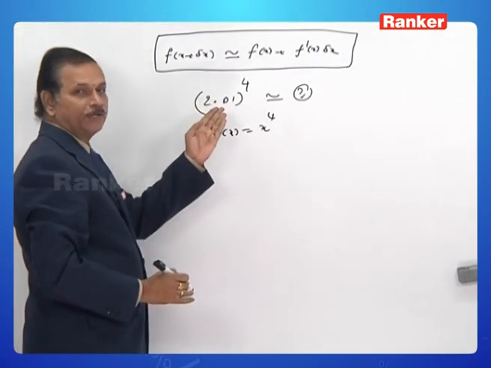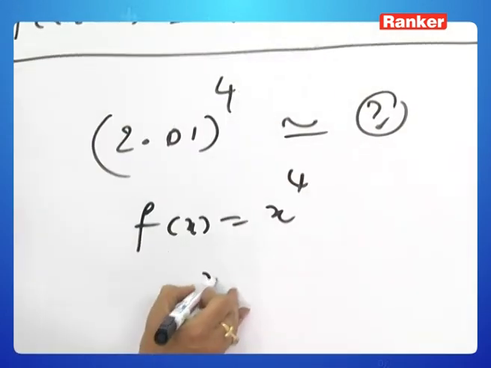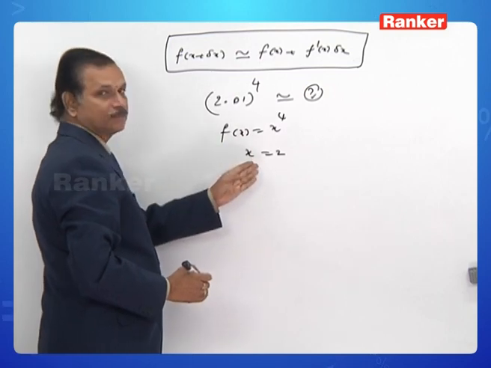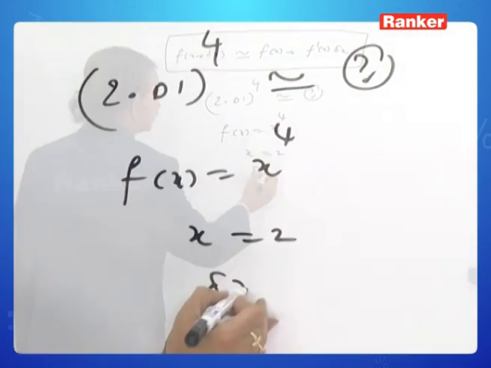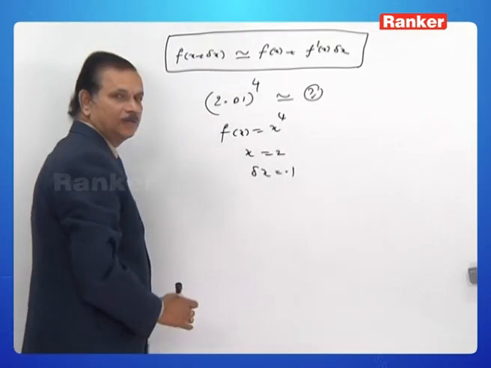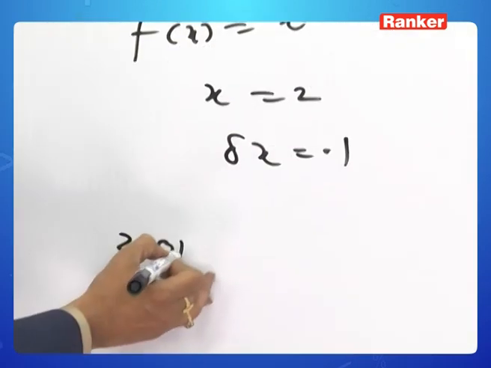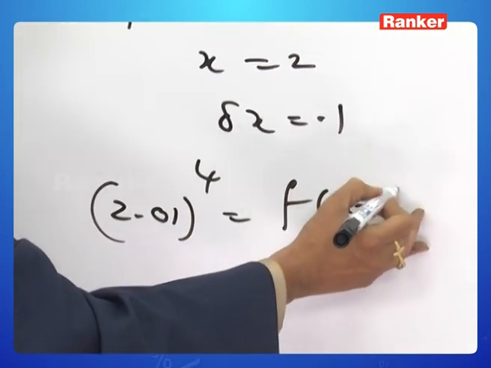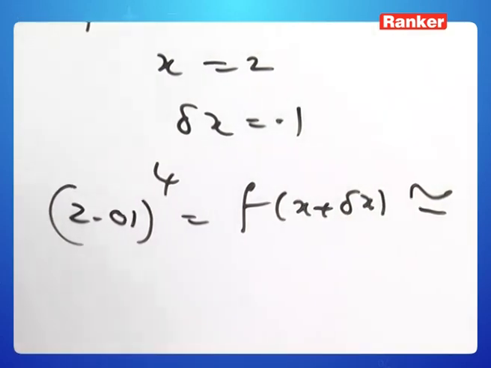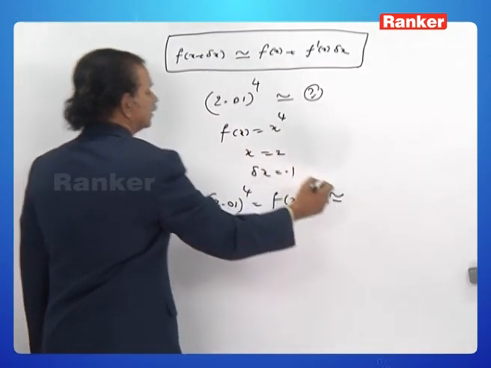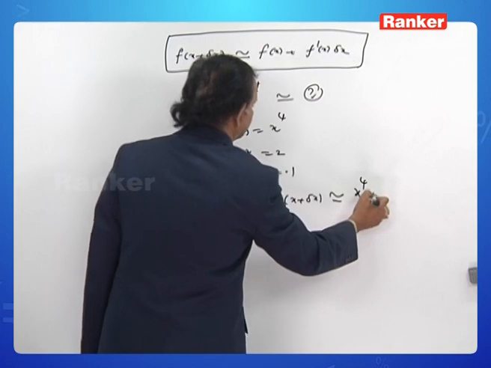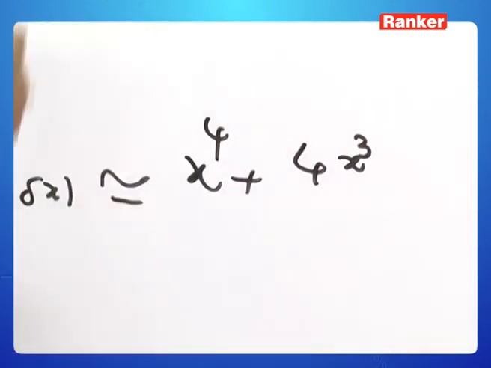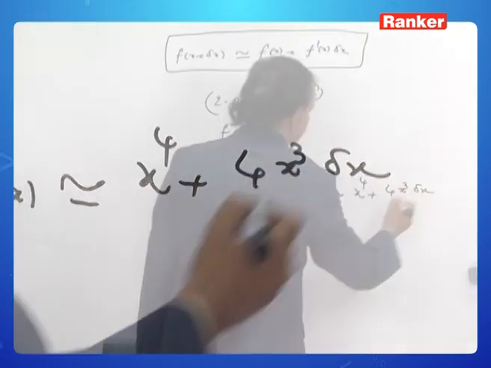If it is 2, we know its value pretty well, right? x is equal to 2. It is what more than this x? 0.1 more than. So delta x is 0.1. What is asked here? 2.01 whole power 4 is nothing but f of x plus delta x, isn't it? Is approximately equal to f of x, x power 4, f dash x, 4x cube, delta x.